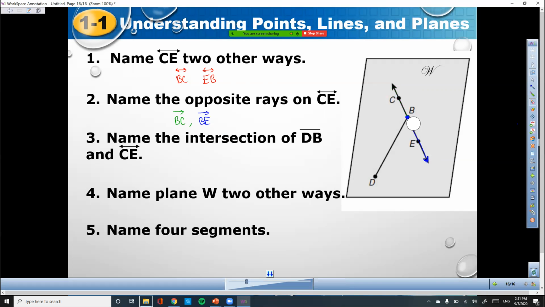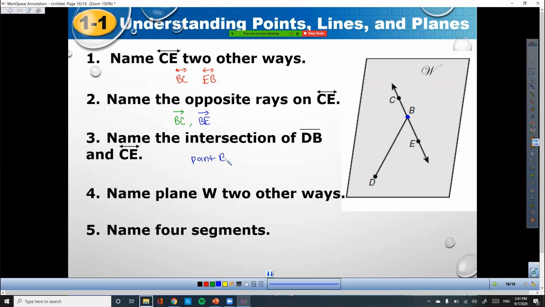Okay, number 3. They want us to name the intersection of segment DB. Remember, since there are no arrowheads, I know it's a segment. Segment DB, which is this one right here, and line CE. So where do they intersect? Where does segment DB intersect line CE? In this case, they intersect at point B. They intersect at point B.